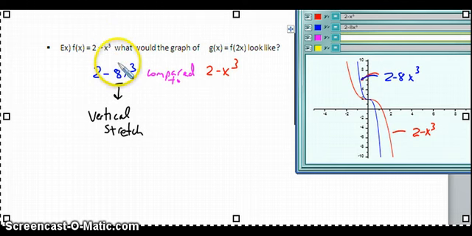So just by understanding the basic idea that this 8 is going to make a vertical stretch because I'm multiplying the parent function by 8, lets me know what's happening to my graph. And it was exactly like what we thought the transformation should be.